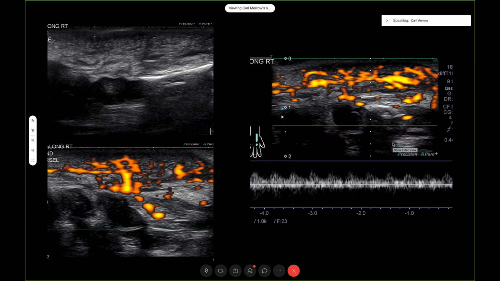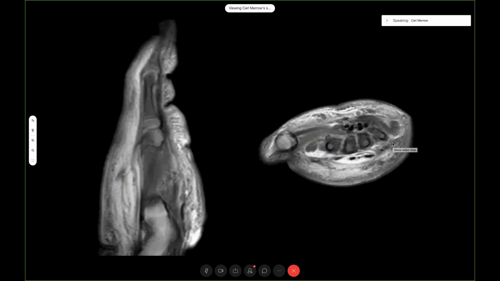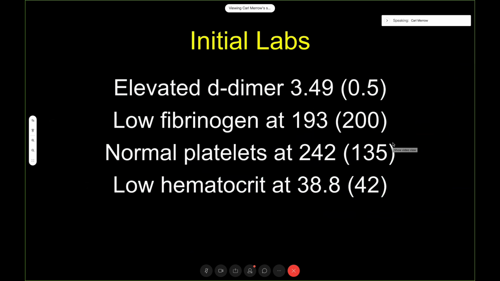And so the initial labs, I'll get to the MRI in a second, I'll just tell you that the initial labs were a little bit off. They weren't crazy abnormal. So the D-dimer was a little up, fibrinogen was a little low. Actually, initially the platelets were normal at 242 and mildly low hematocrit at about 39.